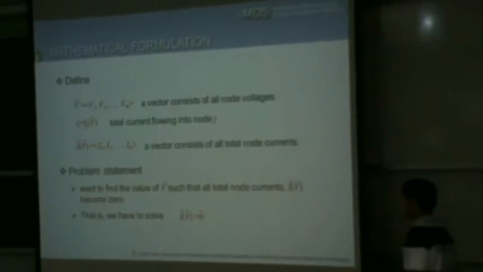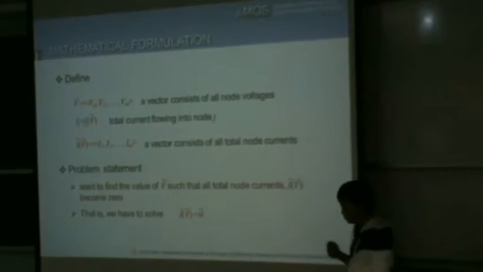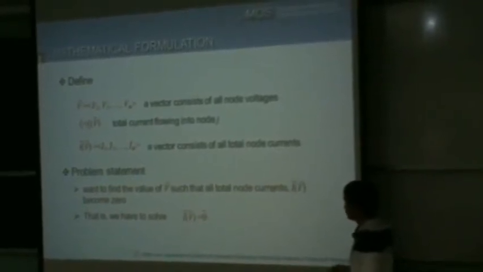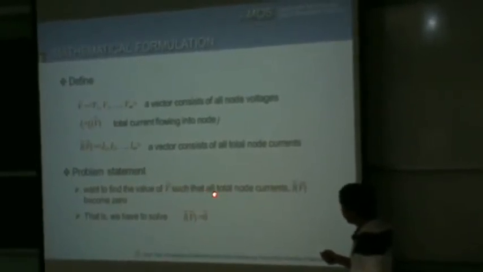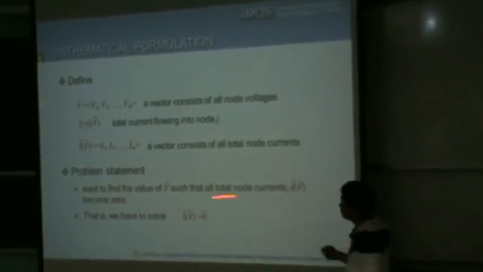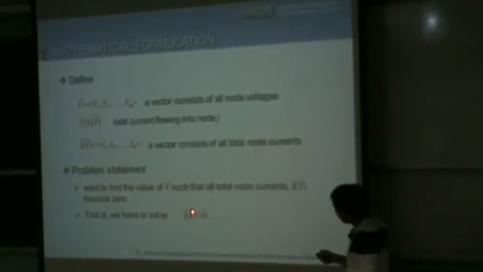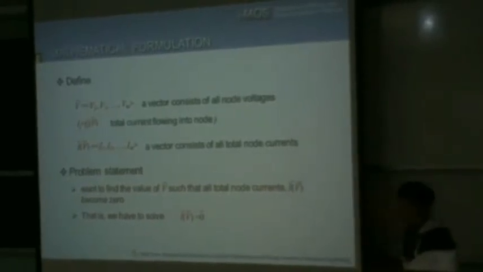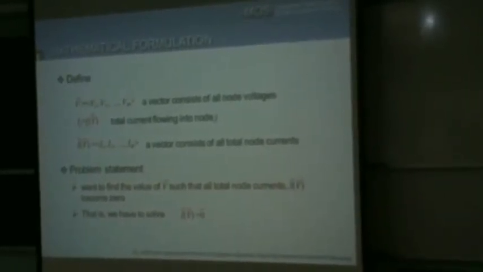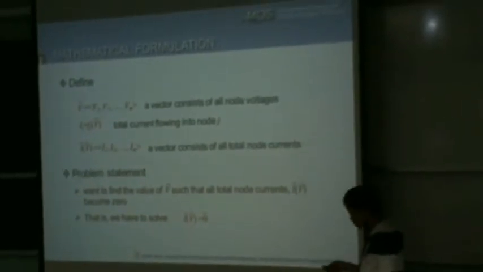Now, given this, what is the circuit simulator trying to do in the simulation? It's trying to find all the node voltages such that all the total node currents, or this vector, become zero. Mathematically, I of v, the vector, equals 0. So you want to find these voltages, and then the circuit is solved consistently. This becomes a very simple mathematical equation, which we learned in secondary school, except that it's multidimensional.